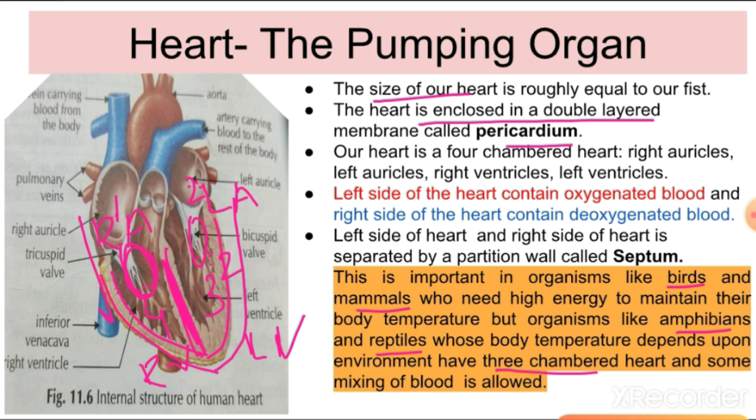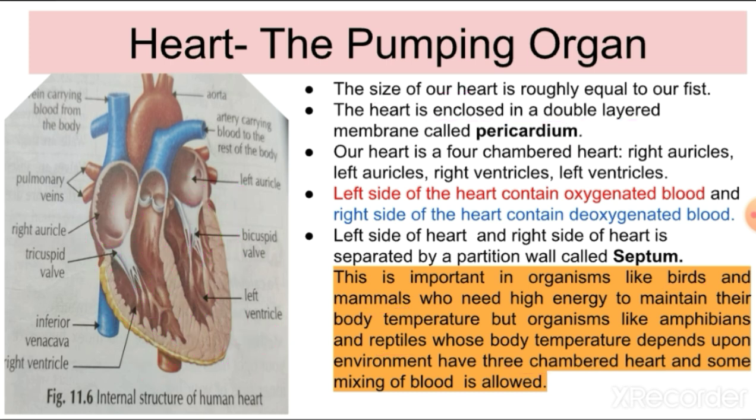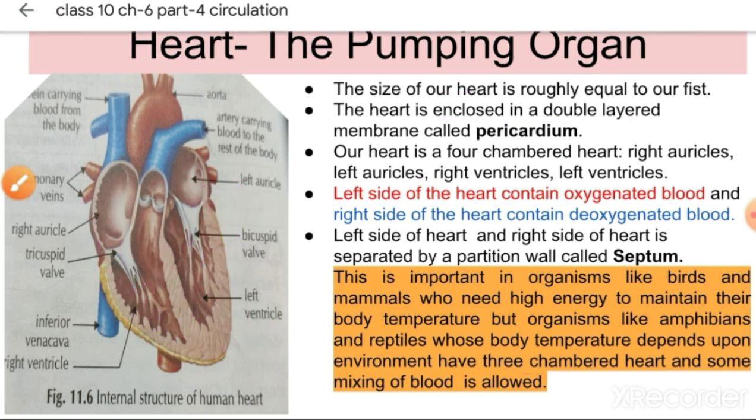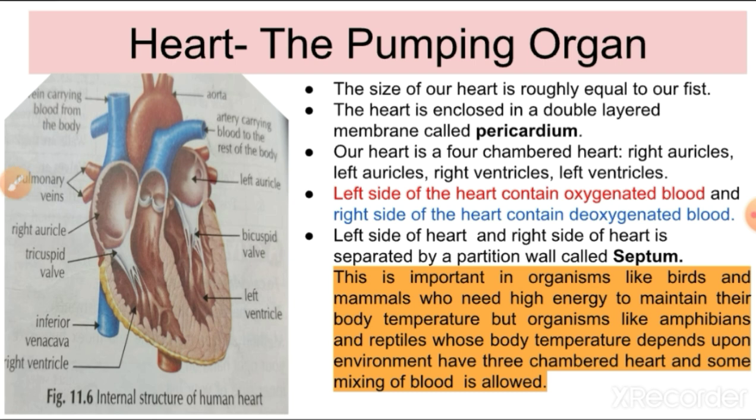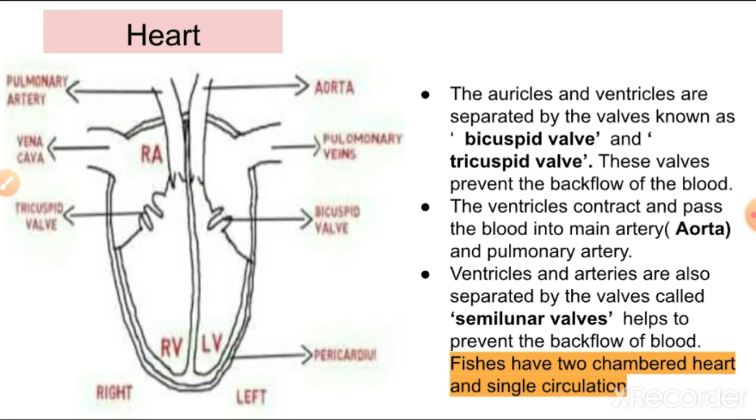So that is why their body temperature changes according to the environment. If there is cold in the environment, their body temperature remains cold, and if there is heat in the environment, their body temperature remains hot. But we mammals and birds require a high amount of energy for doing our tasks as well as to maintain a body temperature. So that is why we have a four-chambered heart.